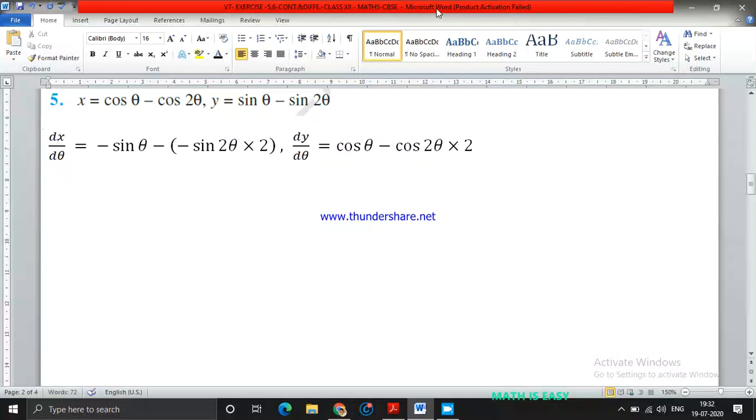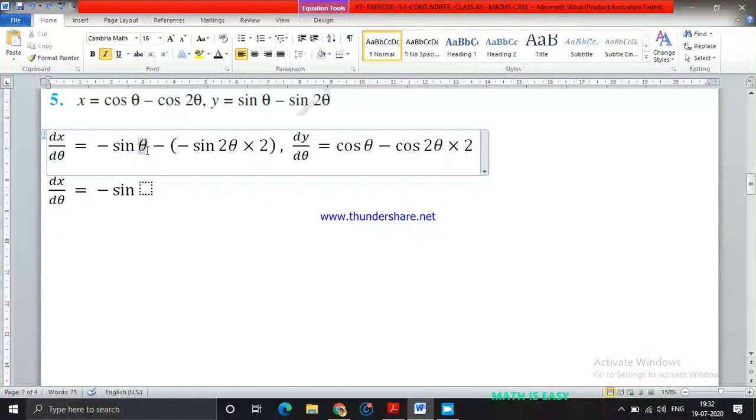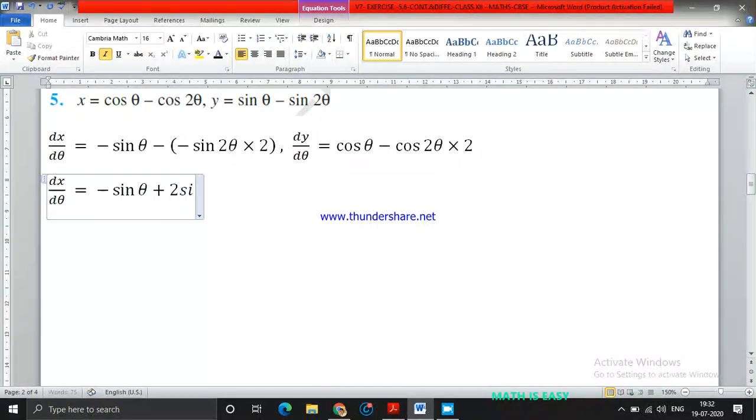Okay, so the next step, if I simplify this one, dx by d theta will come as: minus sin theta, minus into minus will be plus, you'll get 2 sin 2 theta. Okay, this is dx by d theta.